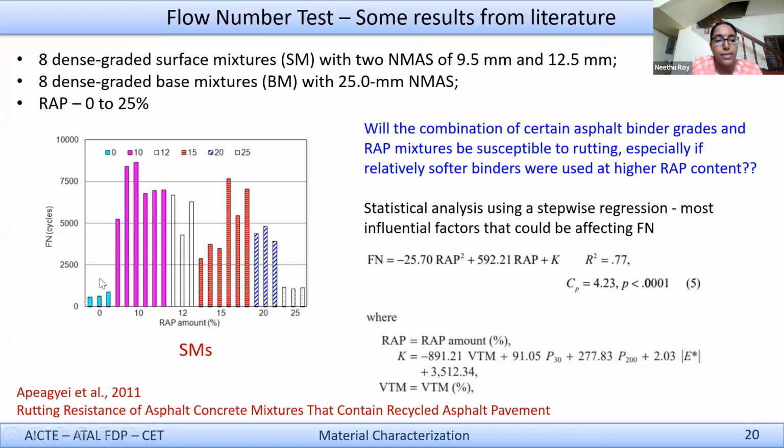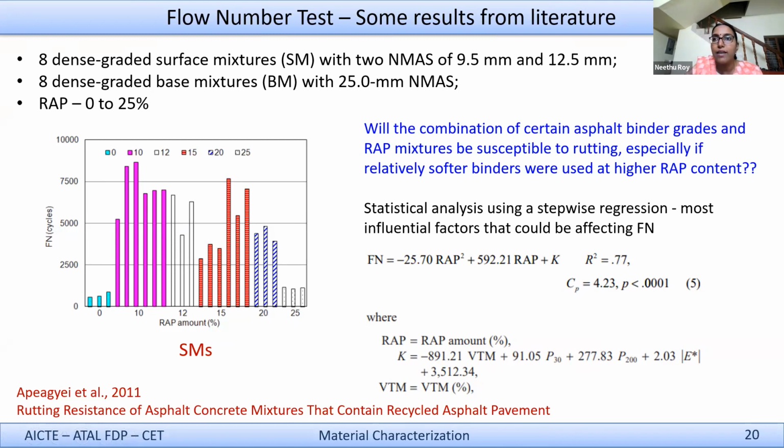But what is seen here is for the surface mixtures. As the RAP percentage varies from 0, 10, 12, 15, 20, and 25, you see that the flow number is actually decreasing. This y-axis is the flow number in cycles. You see that it is decreasing for the 25% RAP condition. It was surprising to note that.